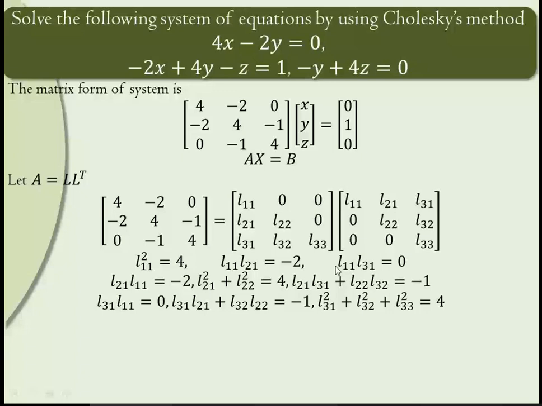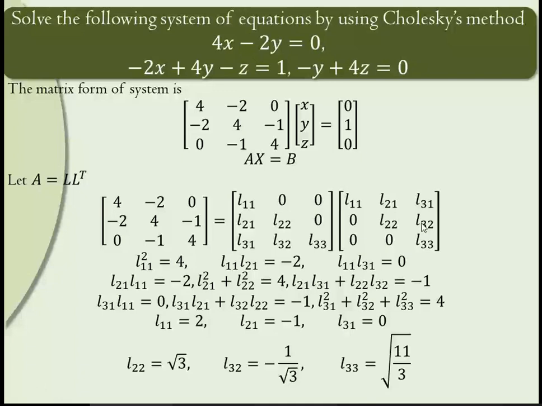Put this value into the previous next equation, this value into the next equation. Like that, do the substitution, that gives us these values. First find this, put it into next, put those values into next. Like that, we can find all unknown terms. And what are those terms? L11 will be 2, L21 will be -1, L31 is 0, L22 root 3, L32 -1 by root 3, L33 root 11 by 3.